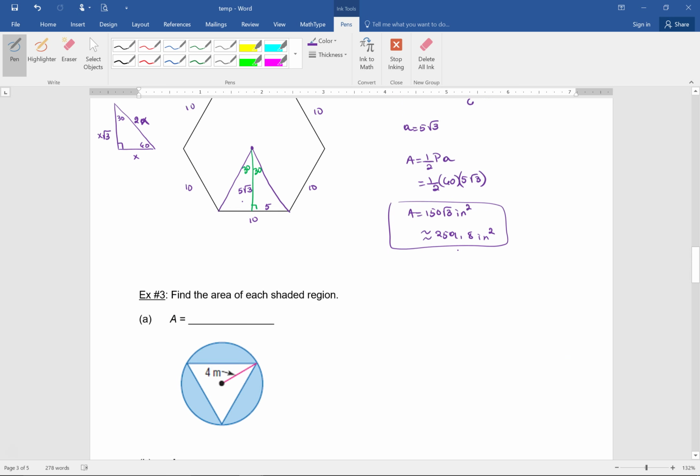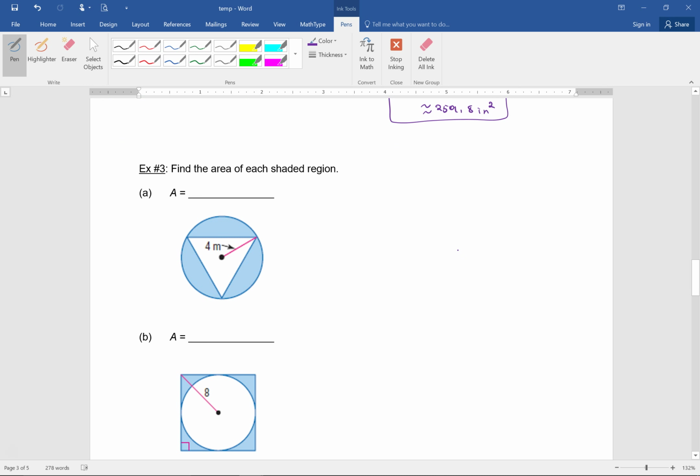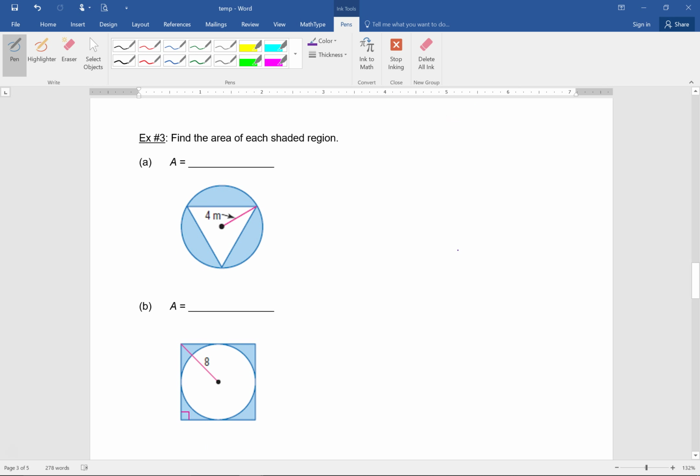Okay? All right. Look at how fun this one looks. Oh, my goodness. All right. So, shaded region. How are we going to do this? We're going to do the area of the outside minus the area of the unshaded. Right? Which means the area that we need is the area of the circle minus the area of the triangle. Okay?